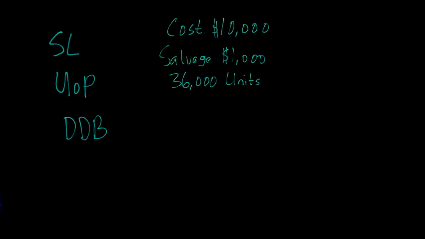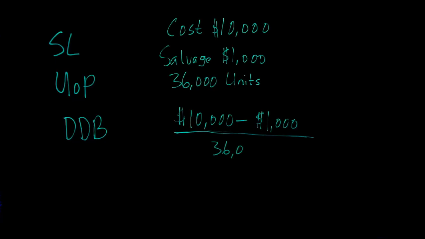So we're going to do the same thing. We're going to figure out our depreciable cost, which is our cost less the salvage value. But instead of dividing it by time, we're going to divide it by the number of units. So the number of units we say it could produce is 36,000. So if we do the math on that, we find out that we get 25 cents per unit.